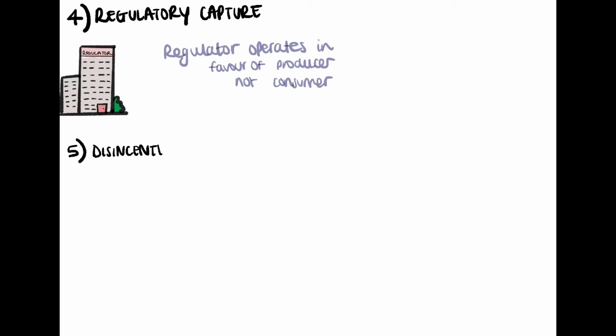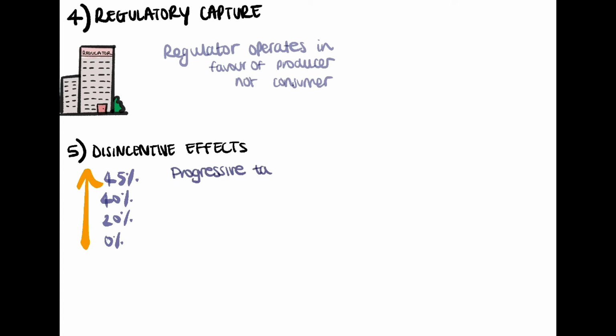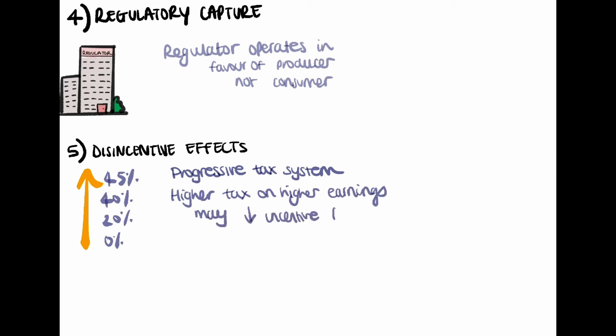We also have disincentive effects. Here in the UK, we have a progressive tax system, so this means as your earnings or wages increase, so does the level of tax that you pay. Wealth and income inequality is one of the market failures we previously discussed. Now, if the rate of tax for higher earners increased, it can be argued that this reduces the incentive for people to go for these higher paying jobs.